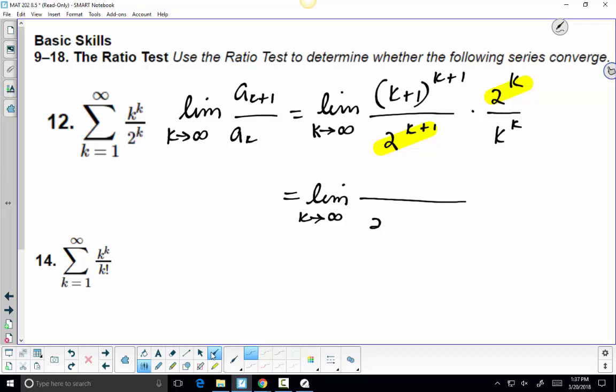This one's a little trickier. It's not obvious. But what I'm going to do is peel off one k plus 1. Peel one of those off, and then what I'm going to do is this. So if I pull one of those off, then I'm going to be left with (k plus 1) to the k over k to the k. And we can then combine these two so that we have this limit as k goes to infinity.